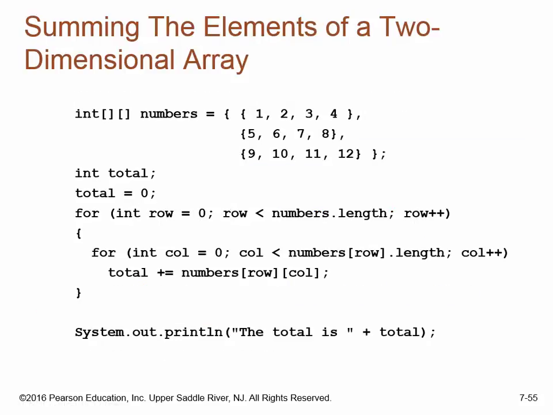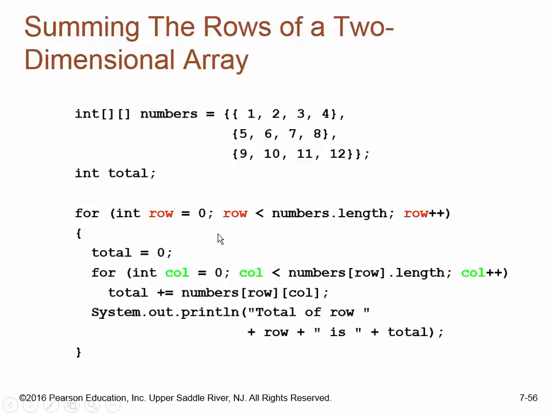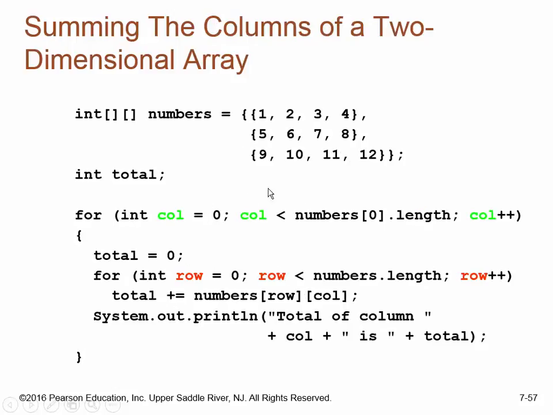Here's how you can sum the elements of a two-dimensional array. Again, the thing is you need two for loops. Okay. Here's how you sum the columns. Again, two for loops.